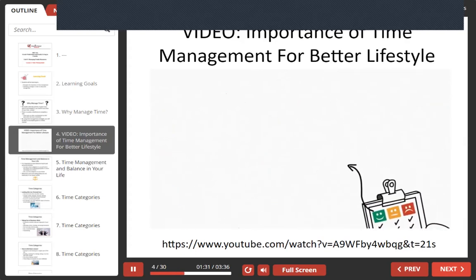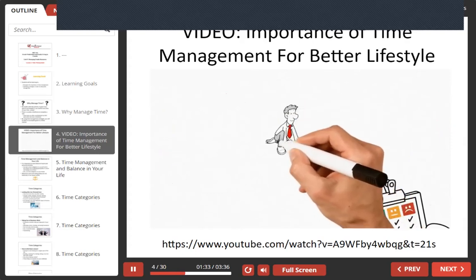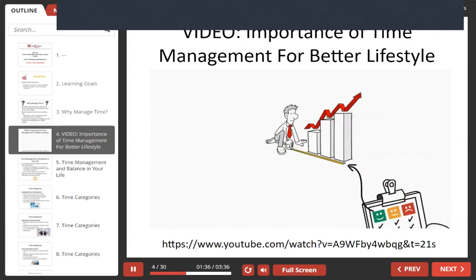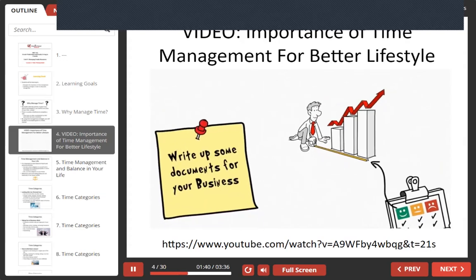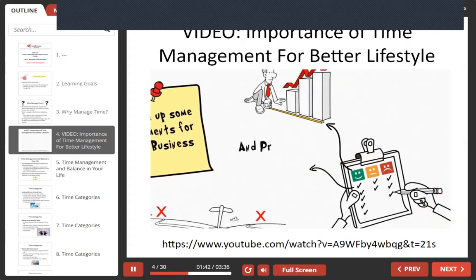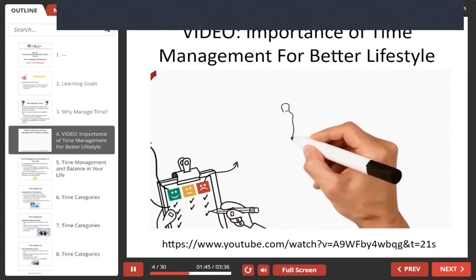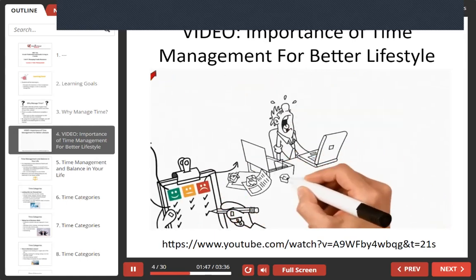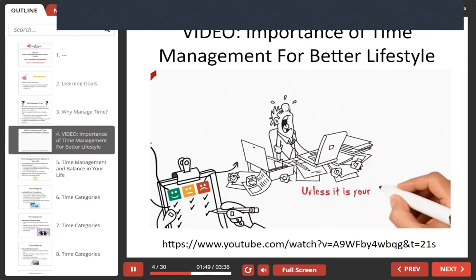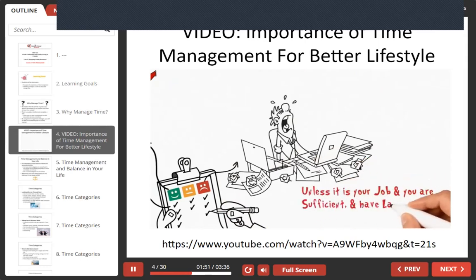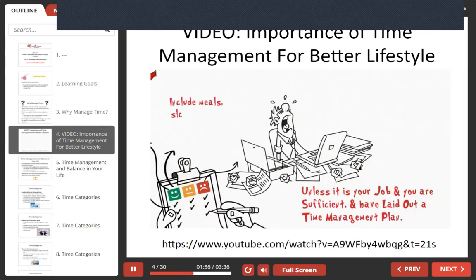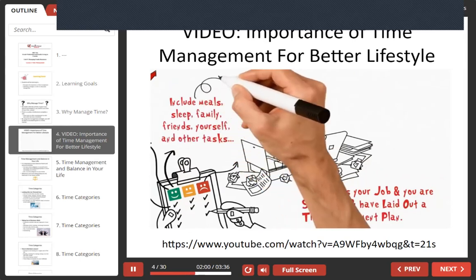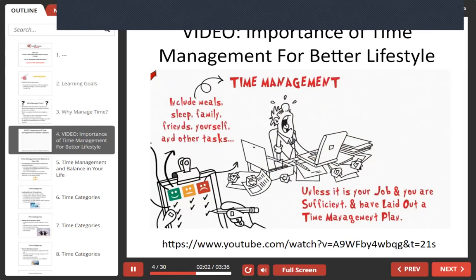It is important that you follow as you write the tasks first listed. In other words, if you state on your master timetable that you need to write up some documents for your business, then do this task first and proceed to the next task. Try to avoid multitasking at once unless it is your job and you are sufficient and have laid out a time management plan. You will also need to include meals, sleep, family, friends, yourself, and other tasks if they are a part of your time management.